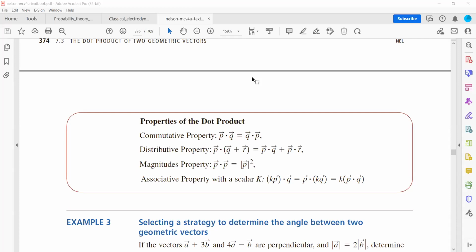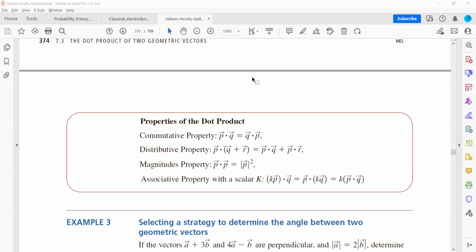Next one is the magnitude property, whereas the dot product of a vector by itself equals the magnitude of this vector squared, which is kind of obvious. We've seen why it's so, because a vector multiplied by itself is collinear to itself. So the angle between them equals 0 degrees, and cosine of 0 degrees equals 1. And you remember that in the formula for the dot product, cosine is a multiplier.